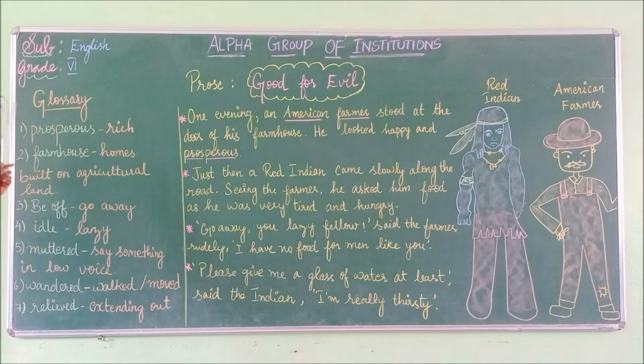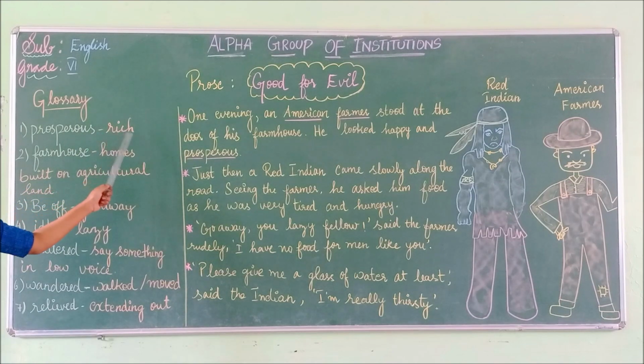So here we have got seven words. We'll see the meaning of the words. The first one, prosperous. Prosperous means rich. The second one, farmhouse. Homes built on agricultural land. Third word, be off, go away. Fourth one, idle. Idle means lazy. Fifth word, muttered. Say something in a low voice. Sixth, wonder. What do you mean by wonder? Wonder or move. Seventh word, relieve. Relieve means extending out.